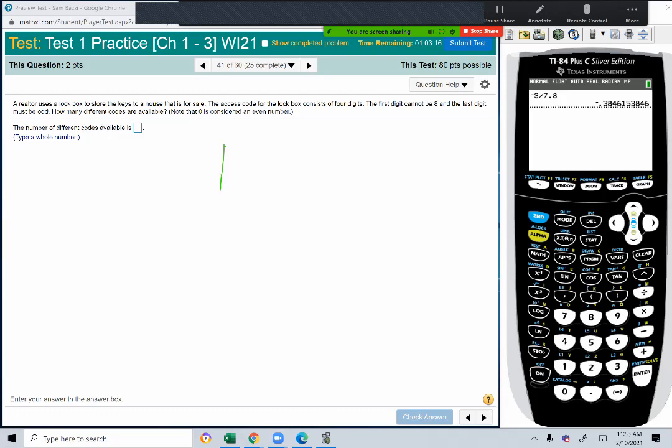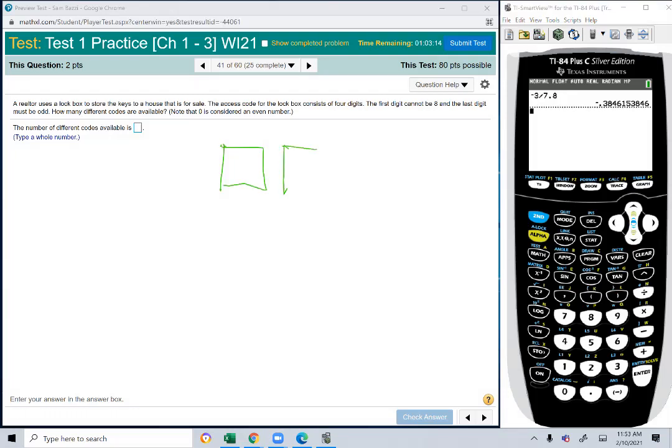Okay, so we have 4 digits. Guys, how many choices do we have for the first digit? It says it can't be 8, so how many choices are left? 9. You could have 0, 1, 2, 3, 4, 5, 6, 7, not 8, 9. So it's 9 choices. He didn't say anything about the second digit, so it's 10, 0 to 9.